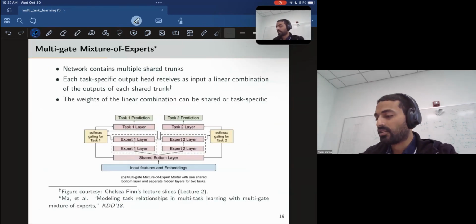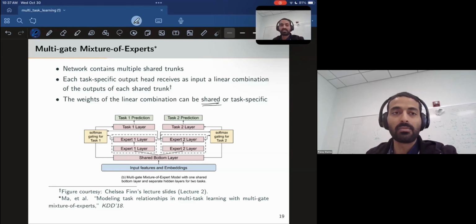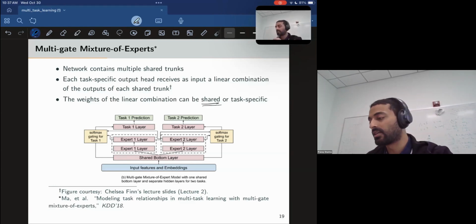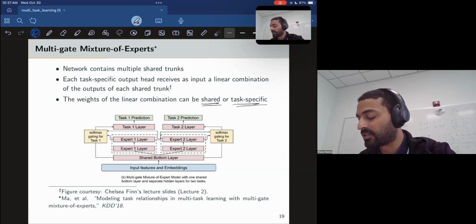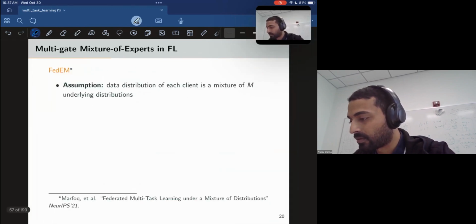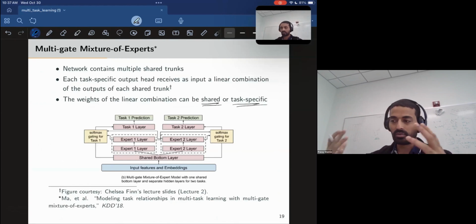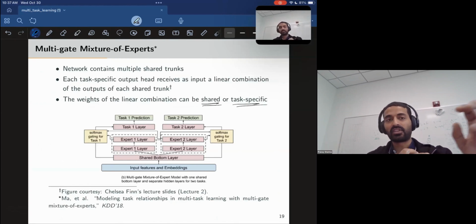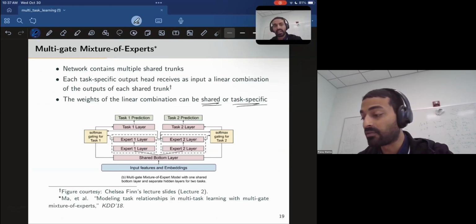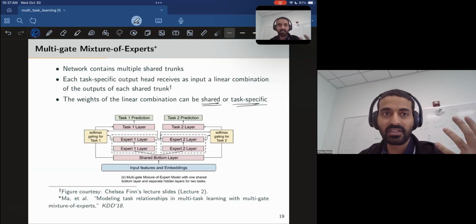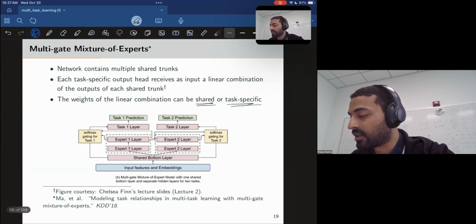And yeah, so in the special case, you can choose that you want to keep the same weights for every task specific head, or you might learn separate linear combinations also. Okay, so this was a suggestion which came up in multitask learning. It resulted in some advantages. Let's see if a similar idea exists in federated learning.